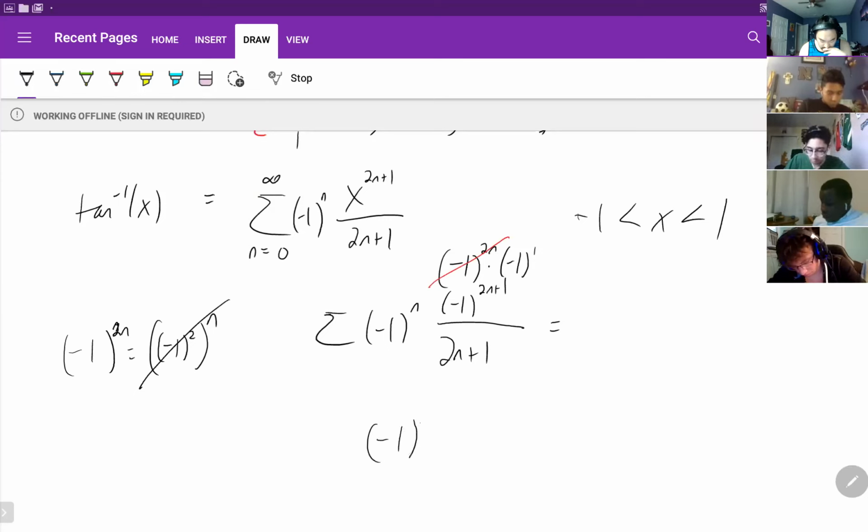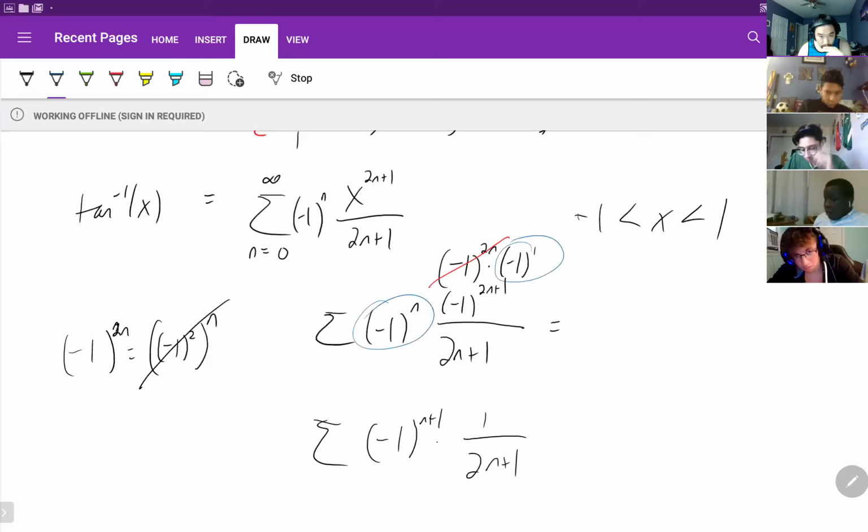-1 to the n plus 1 times 1 over 2n plus 1. You guys see that? Because I still have to combine this one and this one. Do we see that or no? Wait, John, why is it n plus 1 again? So do you see what I circled? Oh, in blue? Because of that. Oh, yeah, I didn't realize. Yeah, multiplying. Exponent rules. They follow you for life.